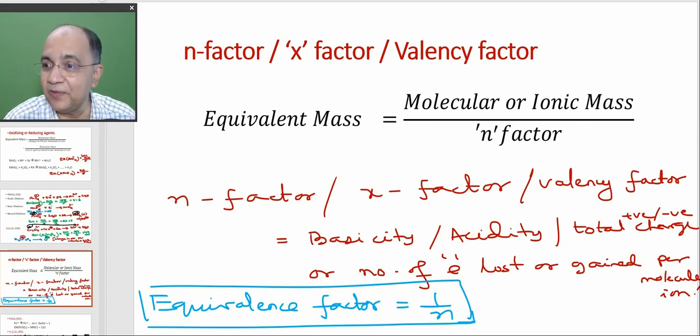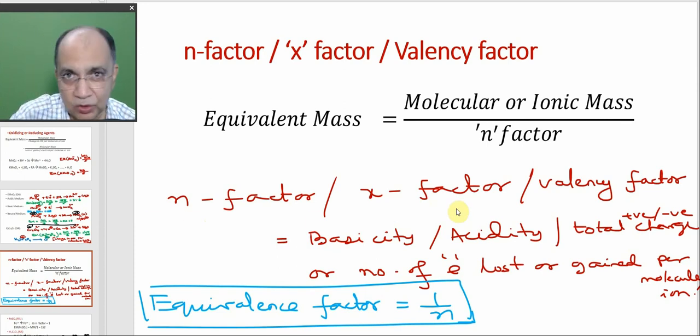It is conventionally called the valency factor. Some people call it valency factor. I used to call it N factor. Some others call it S factor. You can say whatever you like.